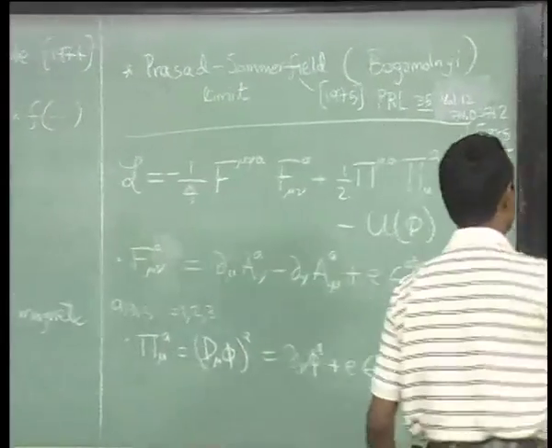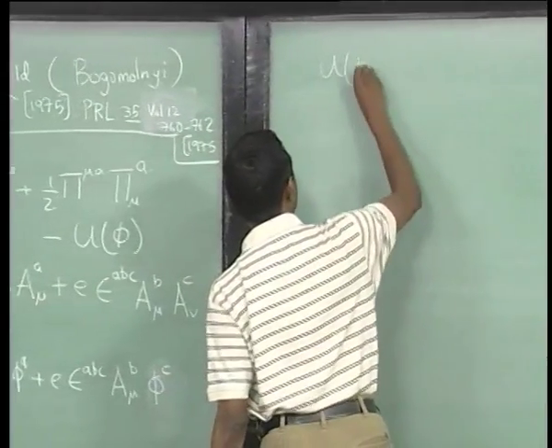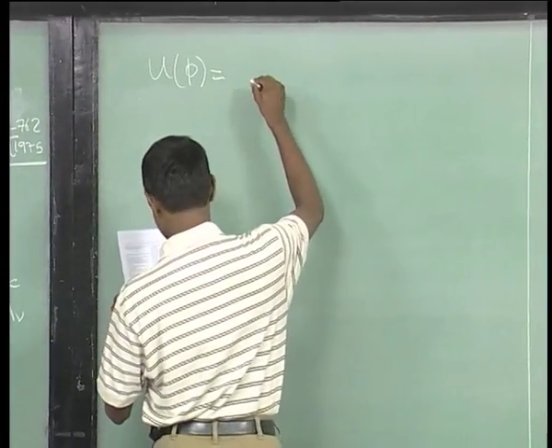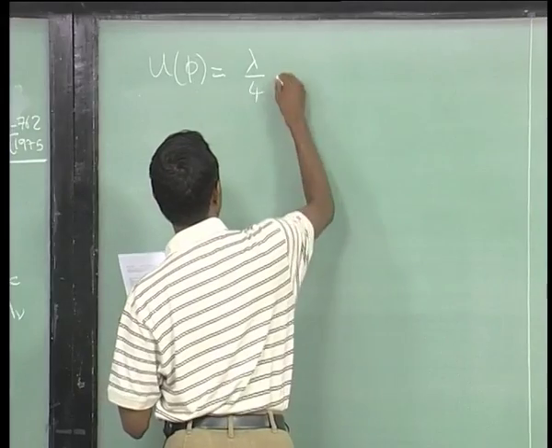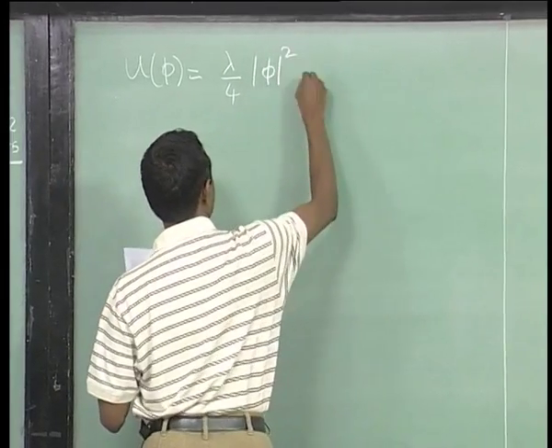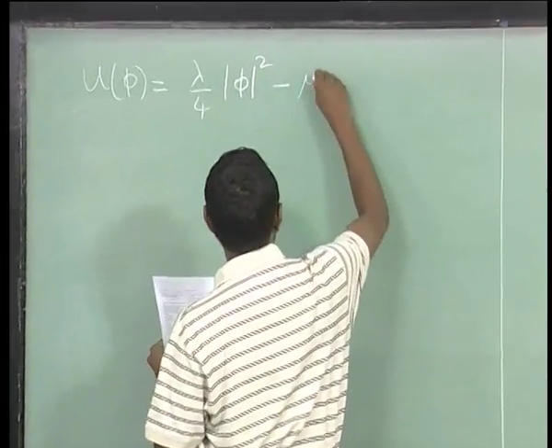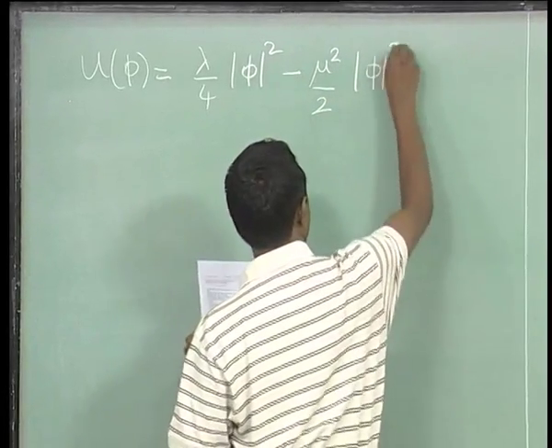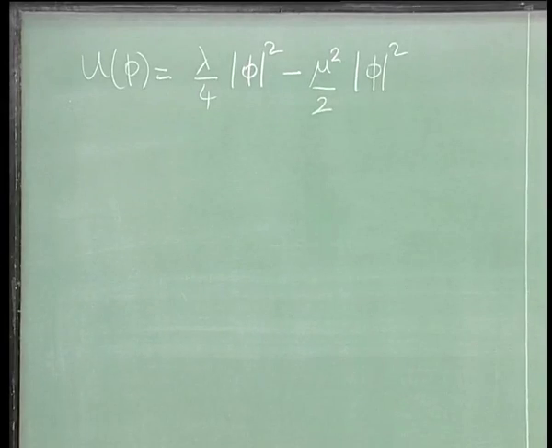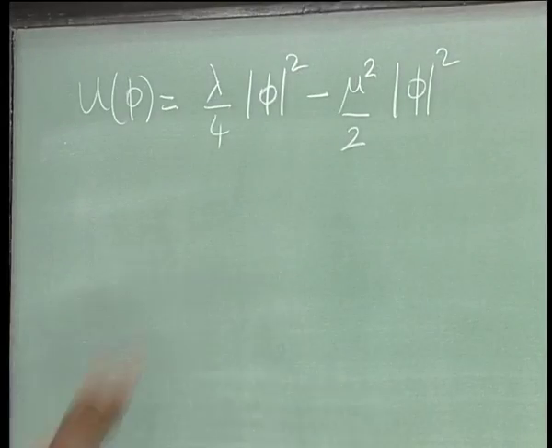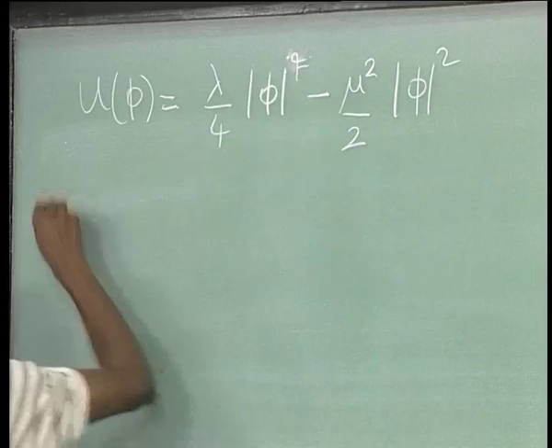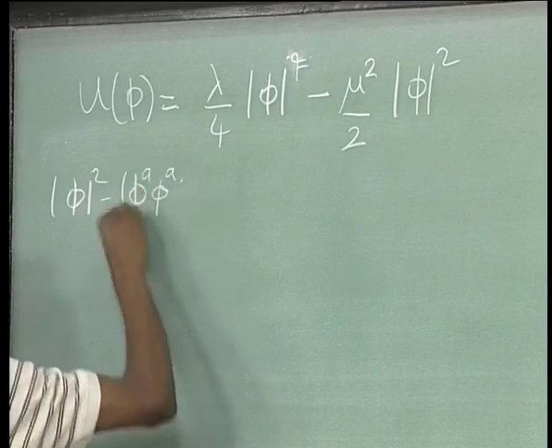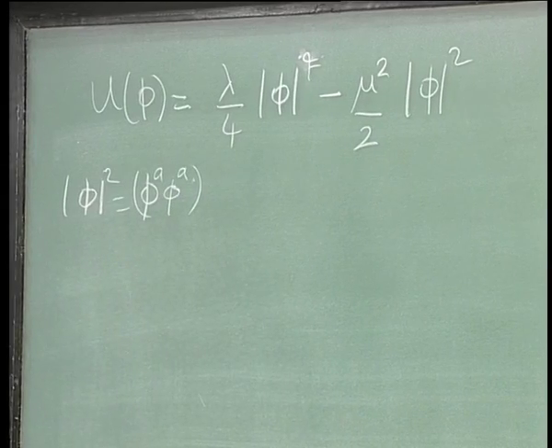And u of phi, I just forgot to mention that u of phi is lambda by 4, this is the potential, yeah, this is phi power 4. So, here by mod phi square I just mean phi a, phi a, it is just summed over.